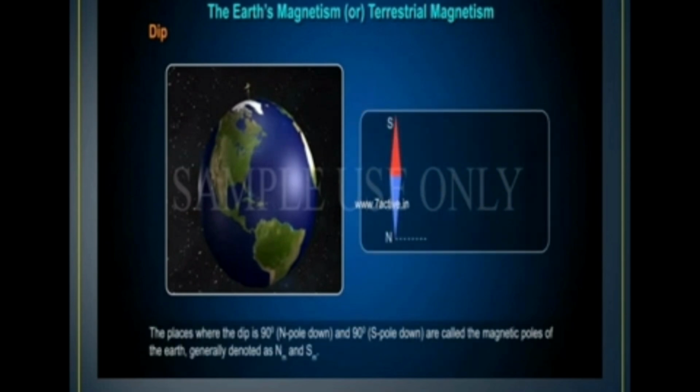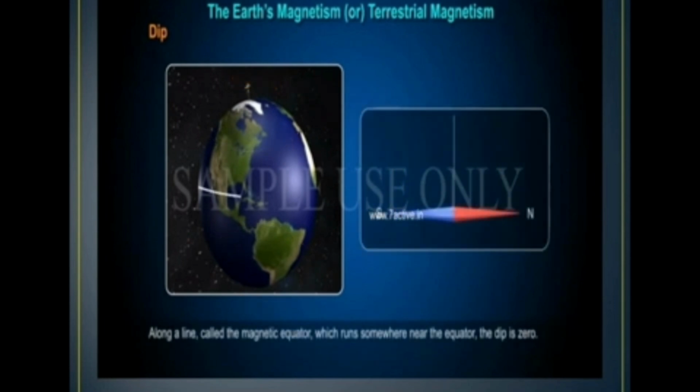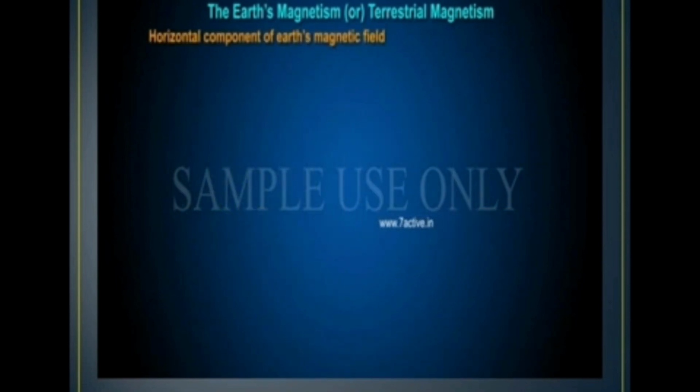The places where the dip is 90 degrees with north pole down and 90 degrees with south pole down are called the magnetic poles of the Earth, generally denoted as NM and SM. So magnetic north pole and magnetic south pole. Along a line called the magnetic equator, which runs somewhere near the equator, the dip is 0 in the equator region. The dip is 0 because there is no angle difference.